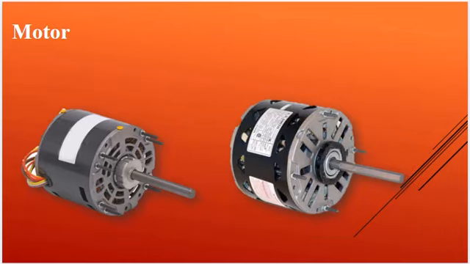Motor. The motor in fan systems is the primary component responsible for driving the fan to create airflow. It converts electrical energy into mechanical energy, powering the fan blades to move air for ventilation, cooling, or heating purposes. Motors used in fan systems are typically electric and can vary in type, such as induction motors, synchronous motors, or brushless DC motors, depending on the application and efficiency requirements.